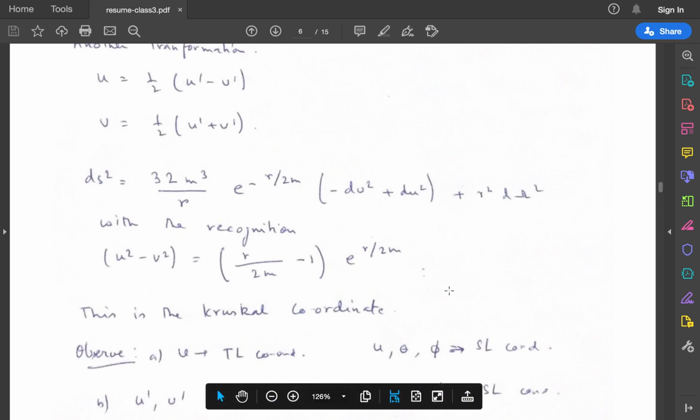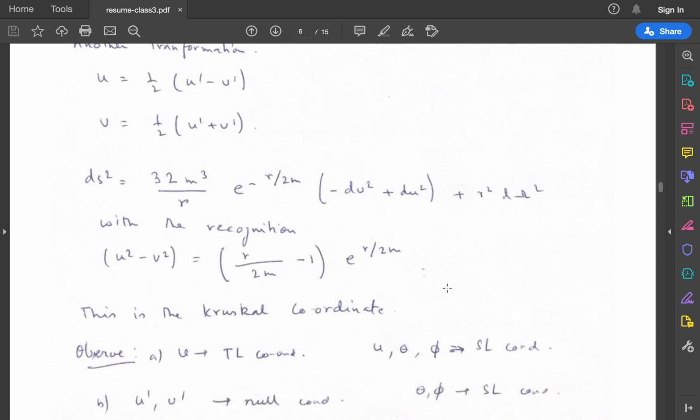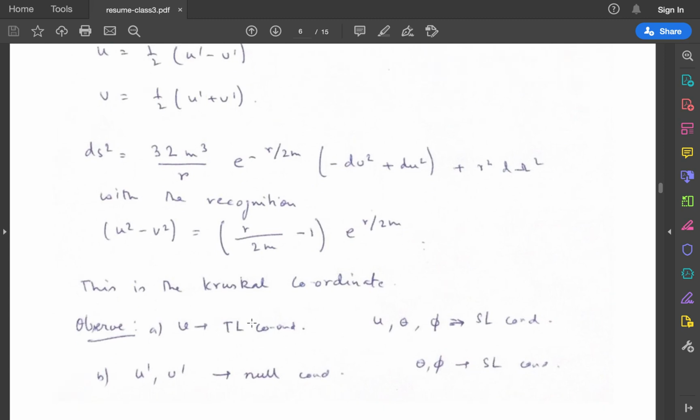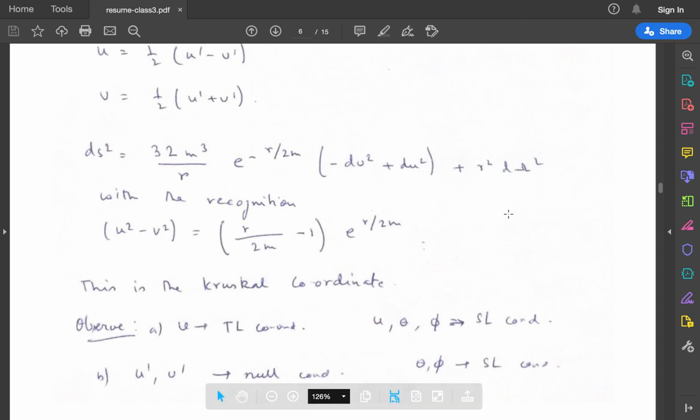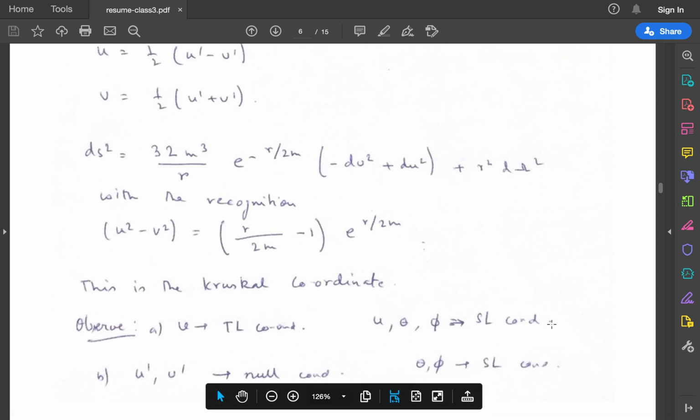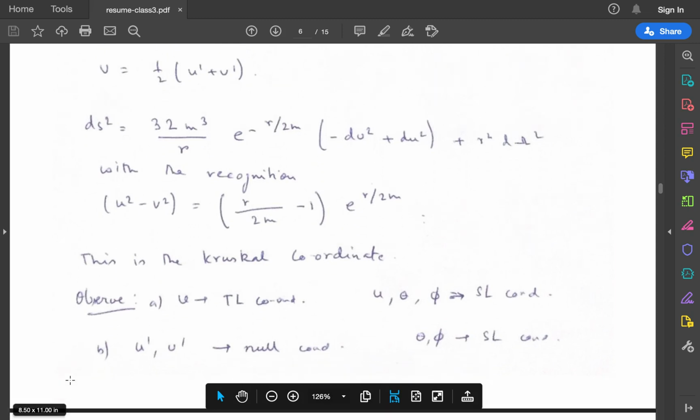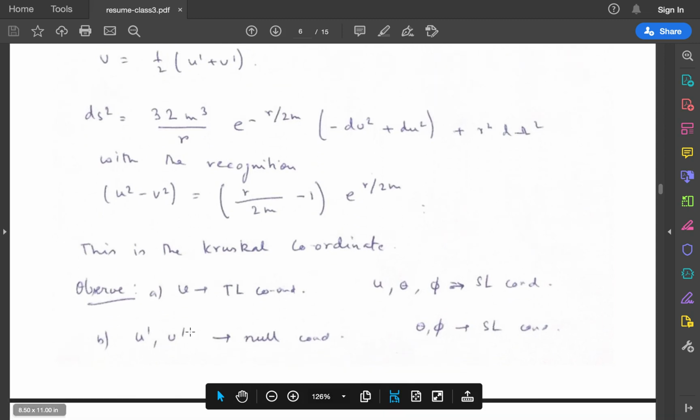Okay, so now let us check why we were not happy with u prime and v prime, and we chose to use u and v. See, this v is the time-like coordinate, and u, theta, phi are the space-like coordinates. You can easily check that here, with a constant factor. Our initial metric was the same: t was time-like, and r, theta, phi were space-like. However, you remember u prime and v prime.